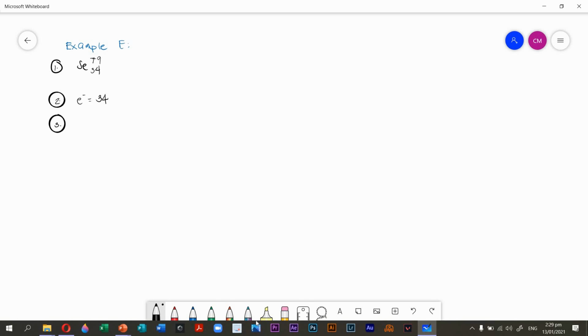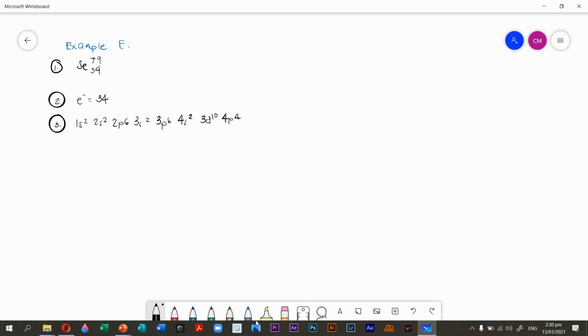We start with 1s2, 2s2, 2p6, 3s2, 3p6, 4s2, and then, lagyan na to 3d10. And the last one is 4p4. Okay, tama ba? 1s2, 2s2, 2p6, 3s2, 3p6, 4s2, 3d10, and 4p4.